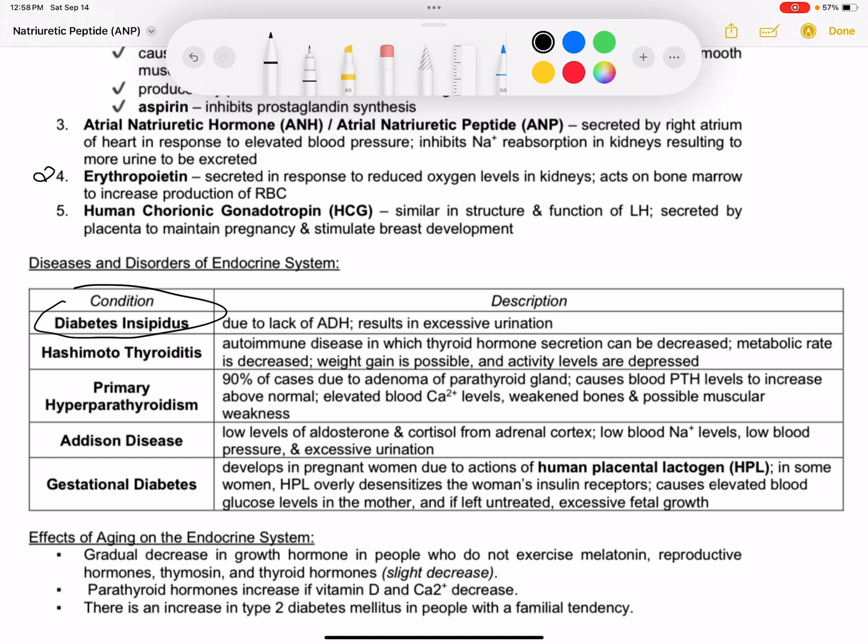So, sometimes with gestational diabetes, or GDM, the mother is not diabetic when she is not pregnant. She has no diabetes mellitus. But when she becomes pregnant, during the pregnancy, she develops gestational diabetes. So, in some women, HPL overly desensitizes the woman's insulin receptors. This causes elevated blood glucose level in the mother, and if left untreated, excessive fetal growth.